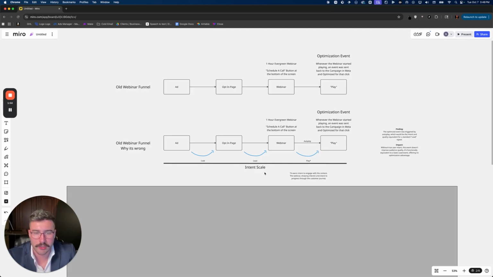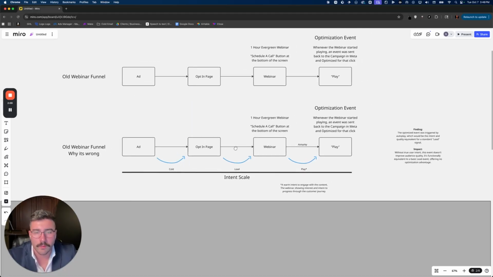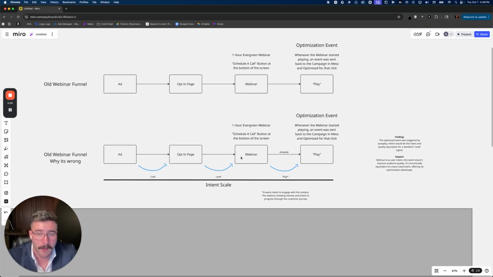I included an intent scale. This is not made to scale. This is just trying to display the progression of intent throughout this entire funnel. As you can see right here, when a prospect came from an ad, at that point, they are still cold when they're on the opt-in page, but they then opt in, go to the webinar. At that point, they are a lead.